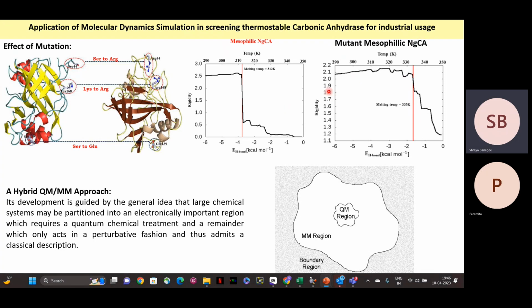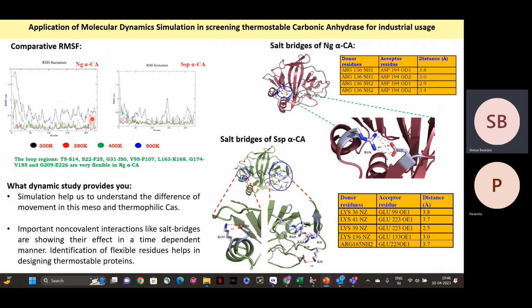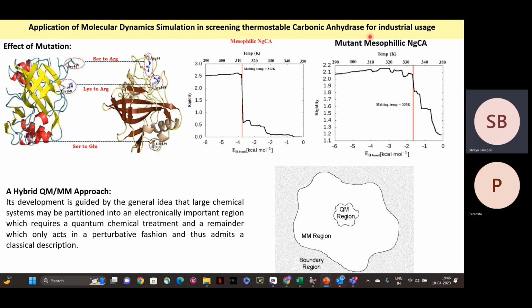So using molecular dynamic simulation, this mutation could be predicted, that is, at what points the mutations would be. If you look at the RMSD and RMSF, it gave an idea about which are the flexible residues which can be mutated so that this thermostability property can be introduced. So that was the application that helped design a carbonic anhydrase, which had the property of both high activity as well as high thermostability, in order to make an efficient carbonic anhydrase to absorb CO2 from the industrial emissions.